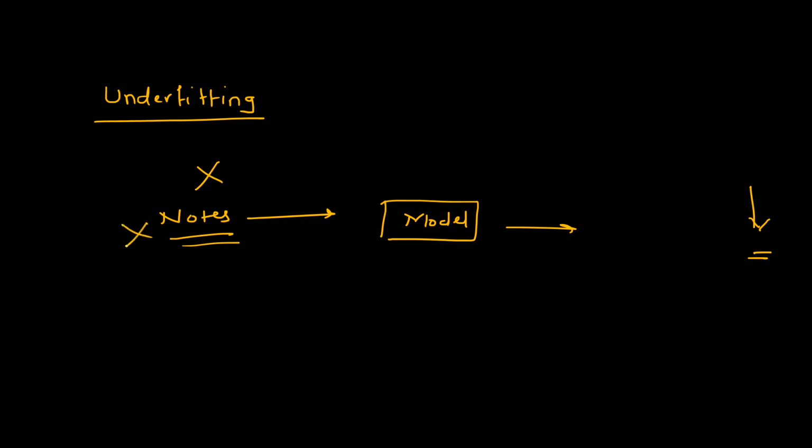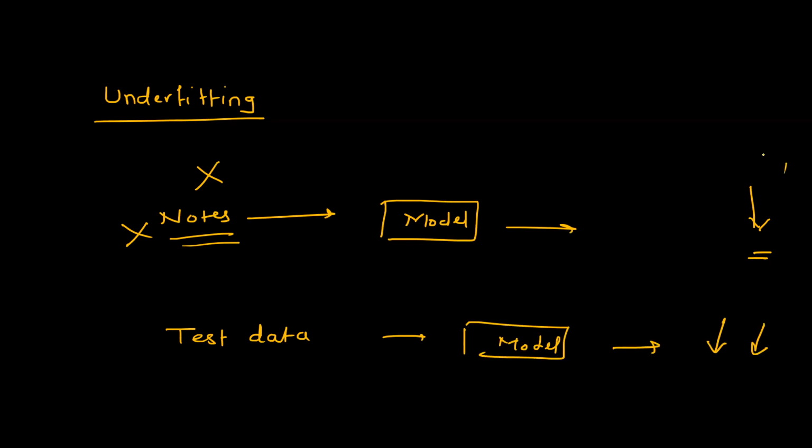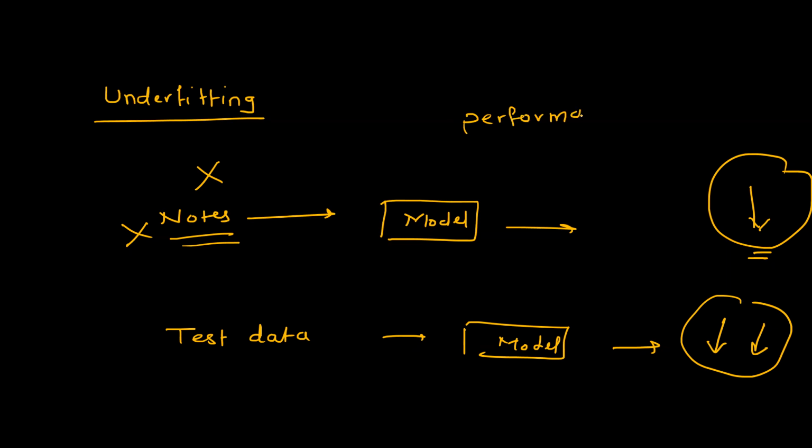Now, since the student has not studied the notes, whenever he appears for the examination, on the test data set the performance of the model will also not be satisfactory. So in both cases, while training the model as well as while testing the model, the performance of the student will not be satisfactory. So we can say that this is the case of underfitting. I hope you have got the concept of underfitting and overfitting.